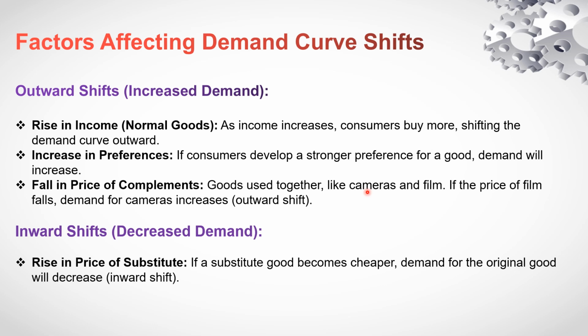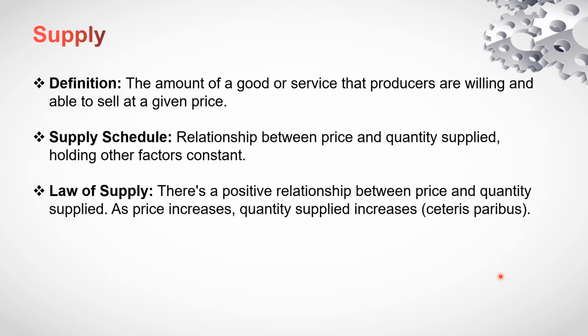So that is what we are looking at: the fall or rise in the price of the complement, in this case the gas or the petrol vis-a-vis the vehicle that you are utilizing. Inward shift is the rise in the price of the substitute, when we are seeing an increase in the price of oil or gas or petrol. If the substitute goods become cheaper, demand for the original good will decrease automatically.